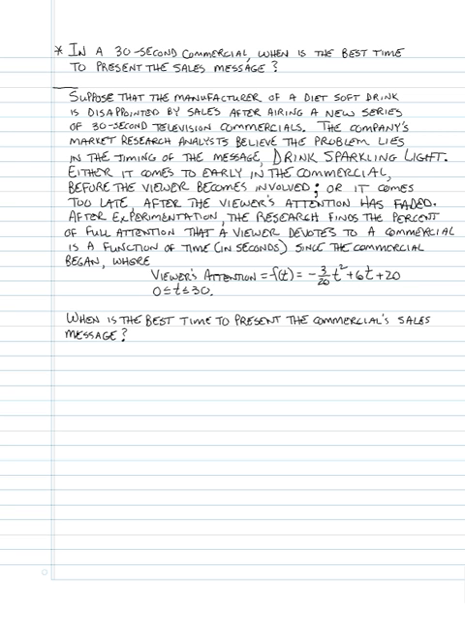Where you see this function below, the viewer's attention is f of t, the y value, and it's equal to -3/20 times t squared plus 6t plus 20, where t is the measurement of time in seconds from the beginning of the commercial. Now, this is a 30-second commercial, so t could be as soon as 0, but no later than 30, and of course it'd have to be less than 30 to get that in.